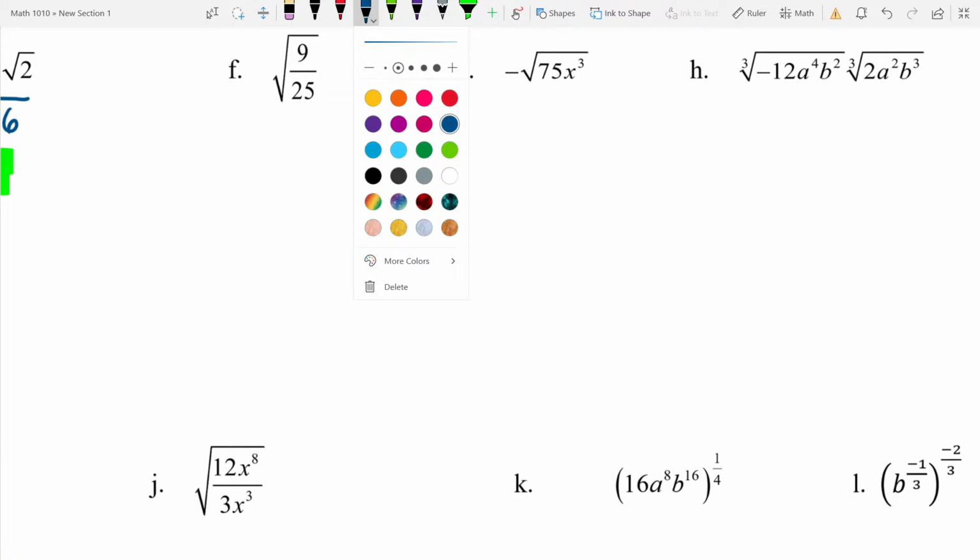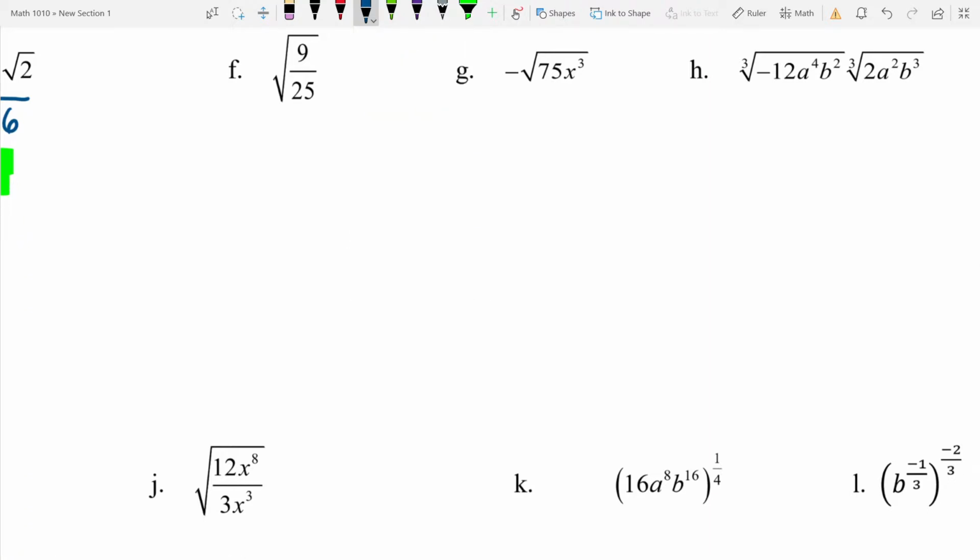Look at question F. Does 9 reduce with 25? No, I can't reduce that. But I can deal with them separately. That's the square root of 9 over the square root of 25. The square root of 9 is a 3. The square root of 25 is a 5. That's my answer, and I'm done. Who says I get this? Let me see. I feel good.